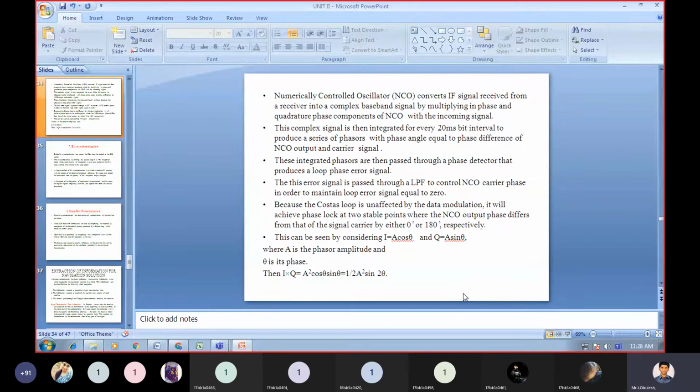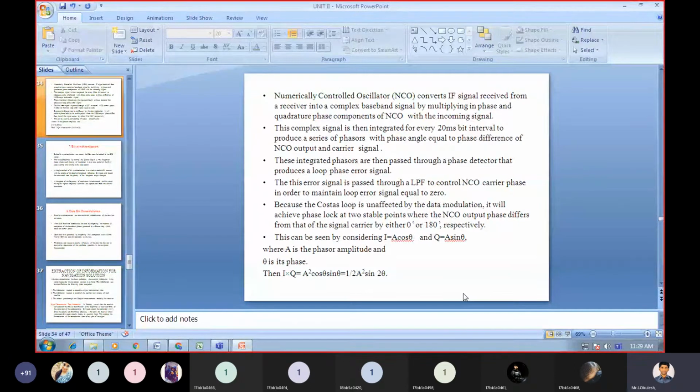This error signal is passed through a low pass filter to control the NCO carrier phase. NCO means numerically controlled oscillator. It controls the NCO carrier phase in order to maintain the loop, the Costas loop.